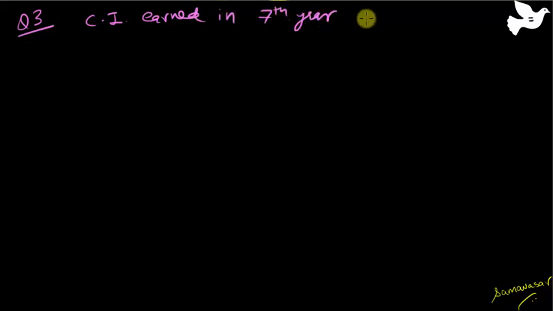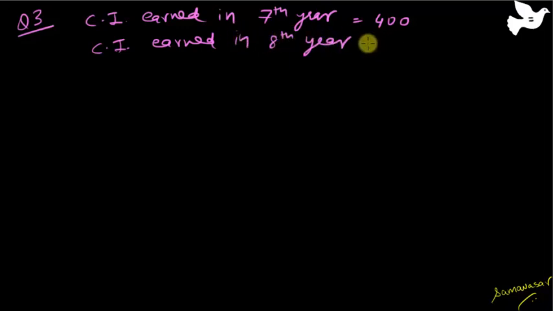Let's move on to slightly more complicated questions. My question is that the compound interest earned in the 7th year is equal to rupees 400, and the compound interest earned in the 8th year is equal to 460. Now what I am asked is find the rate of interest.